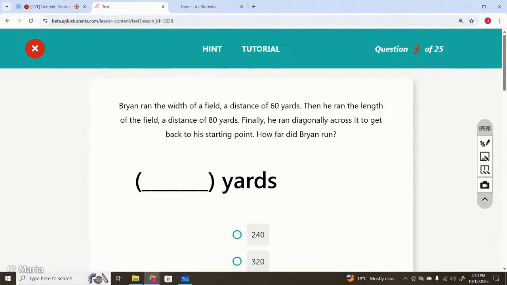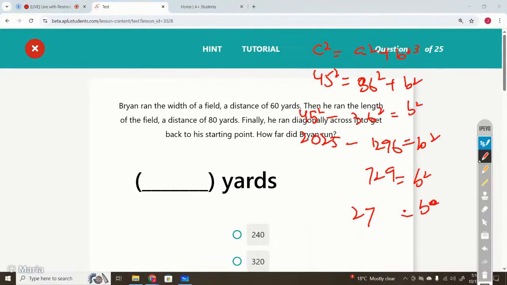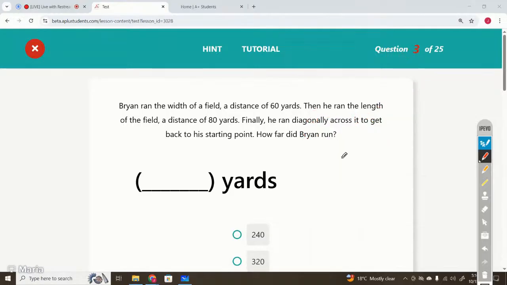Brian ran the width of a field, a distance of 60 yards. The width is 60 yards, right? And he ran the length of the field, that is 80 yards. Finally, he ran diagonally across to get back to the starting point. How far did Brian run? So you need to calculate the diagonal distance.